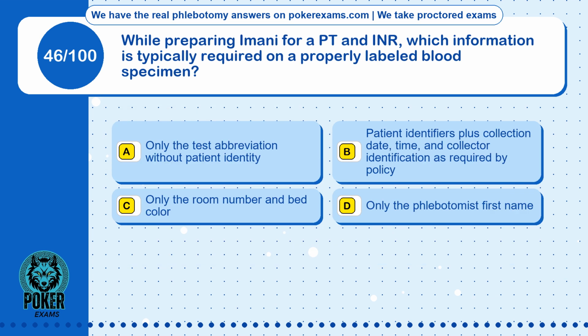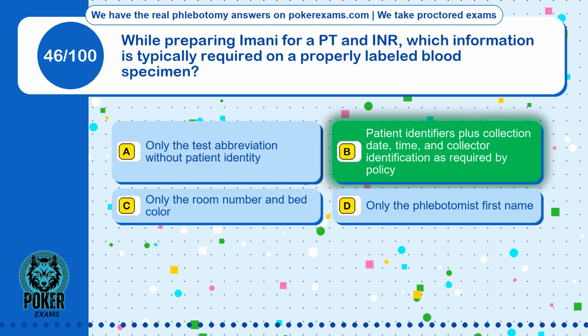Question 46. While preparing Imani for a patient NINR, which information is typically required on a properly labeled blood specimen? Option A. Only the test abbreviation without patient identity. Option B. Patient identifiers plus collection date, time, and collector identification as required by policy. Option C. Only the room number and bed color. Option D. Only the phlebotomist first name.